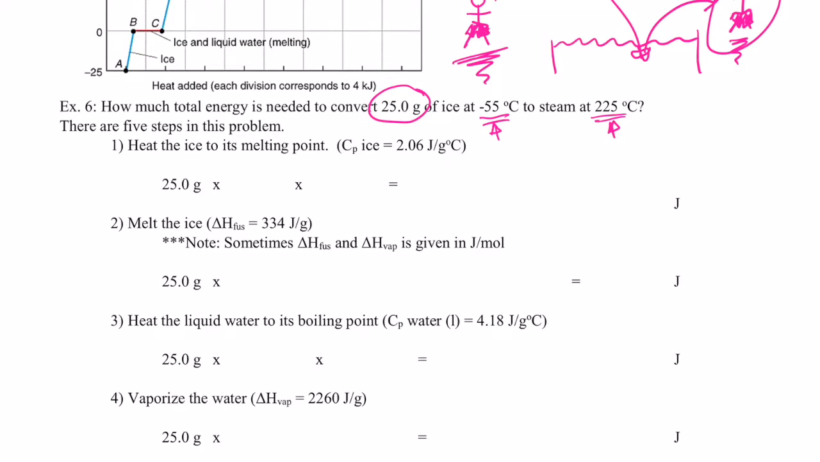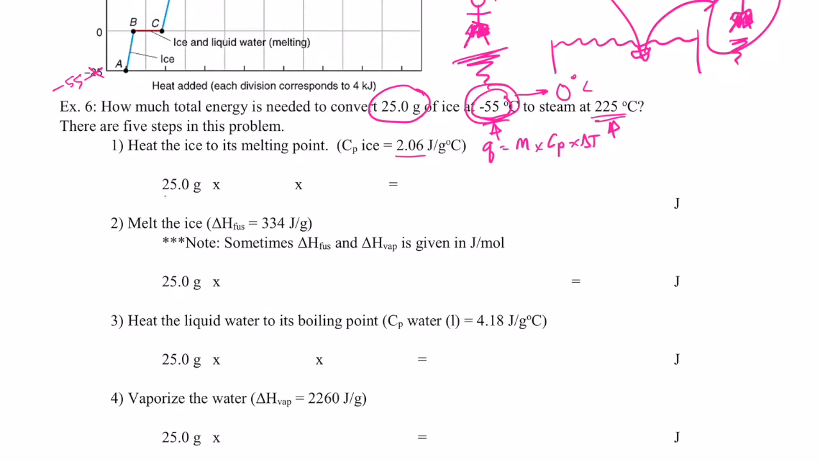So first, if you can imagine, we're starting at negative 55, so on this graph this would be negative 55 degrees Celsius. We need to heat our ice up to its melting point, which is 0 degrees Celsius. The quantity of heat required would be the mass of my ice times something called specific heat, which I'm going to give to you, times the temperature change. So I'm going to go from negative 55 up to 0 degrees Celsius, so my delta T would be 55 degrees.